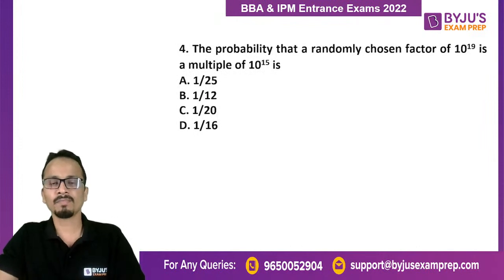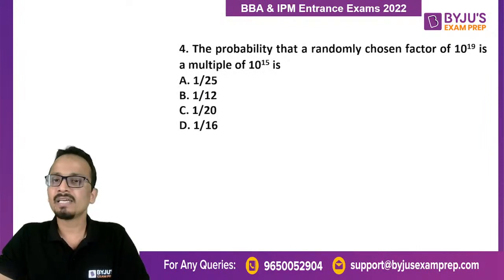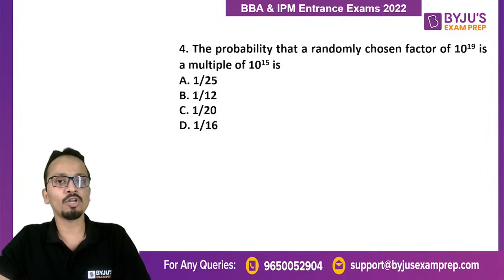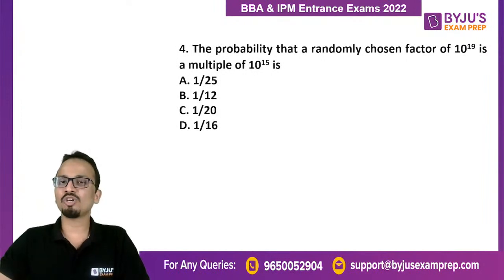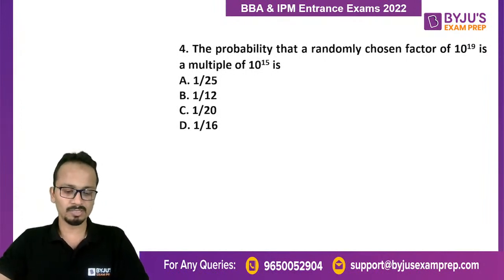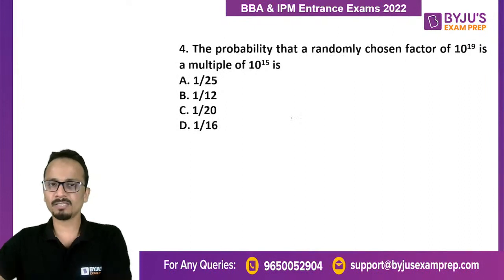Question number 4. A question on probability and finding the number of factors, the concept of number systems. So the question is: the probability that a randomly chosen factor of 10 raised to the power 19 is a multiple of 10 raised to the power 15. Okay. Now, a very basic concept of number system, talking about the number of factors.